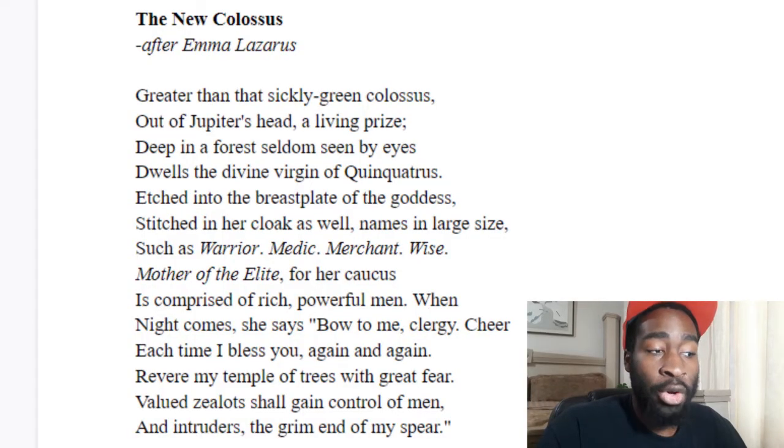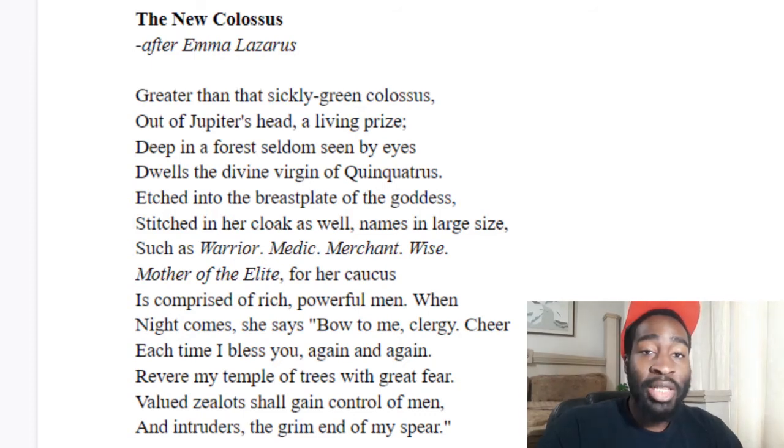This first one, I wrote it myself. It's called The New Colossus. It's an after poem of the original The New Colossus by Emma Lazarus. The poem by Emma Lazarus was about the Statue of Liberty, but my poem, on the other hand, takes a different topic, utilizing the same structure, but adding an acrostic, which will indicate who this poem is about.